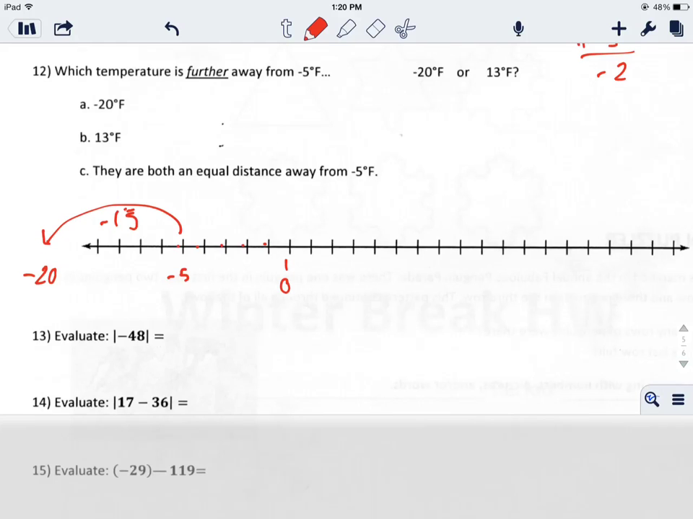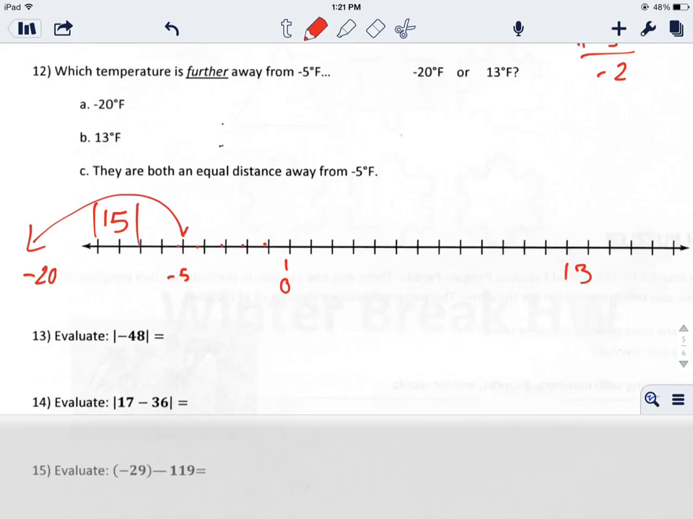It's negative 15 steps, but we're talking about the distance, right? So you can think of it as maybe the absolute value, right? The absolute value from negative 5 to negative 20 is 15, right? It's the absolute value. It's 15 steps. And let's put 13 over here somewhere. That's positive 13.